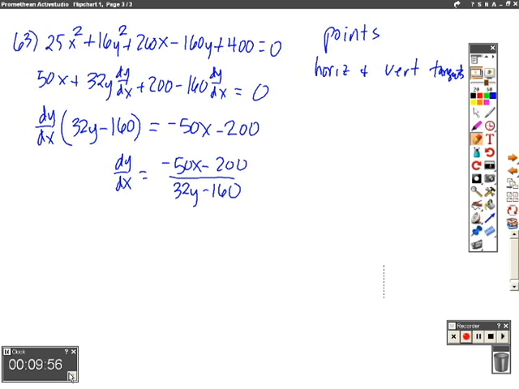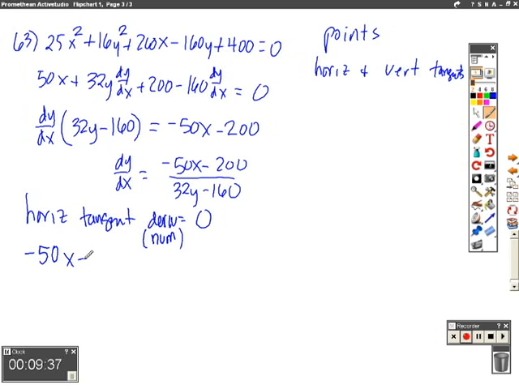Now we know that for a horizontal tangent, we're going to set the numerator equal to 0. Okay, let me write that up. So we're going to set our derivative, and in this case the numerator, equal to 0, and I get negative 50x minus 200 equal to 0. This is much easier than the one we did in class, because you get the x value straight up, and you get x equal to negative 4.